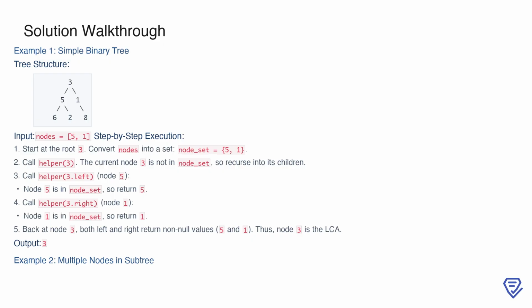Since 3 is not part of our node_set, we recursively explore its left and right children. When we move to the left child, node 5, we find that it exists in the node_set, so we return it as a potential LCA candidate. Similarly, when we check the right child, node 1, we also find it in the node_set and return it. Back at the root node 3, since both the left and right subtrees have returned non-null values, 3 is determined to be the lowest common ancestor. Thus, the output for this example is 3.